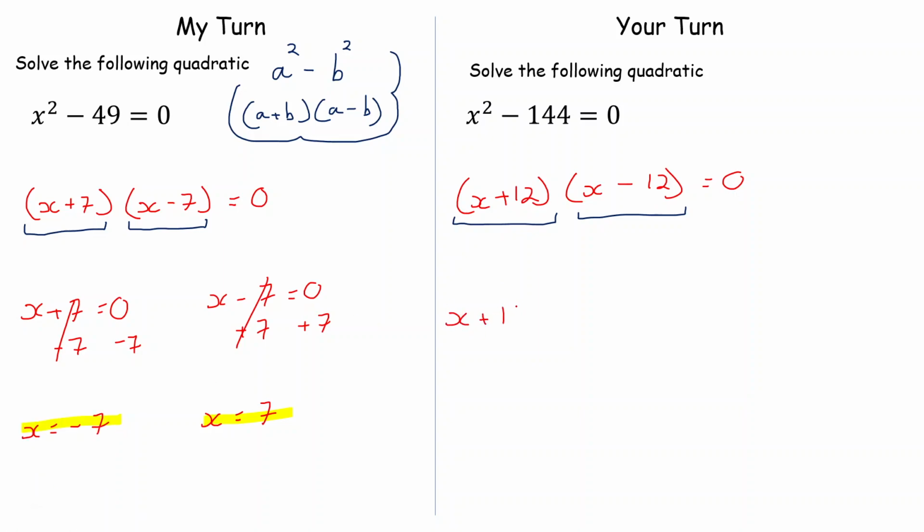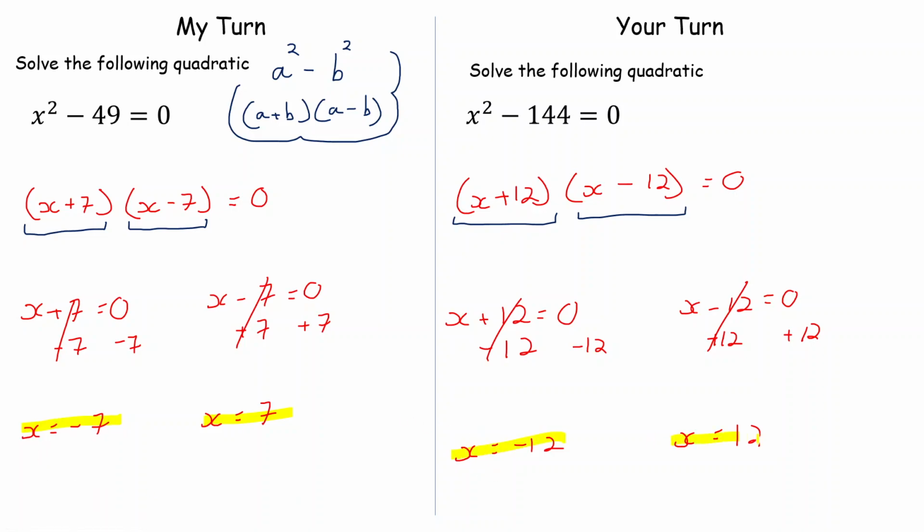It's going to be x plus 12 equals 0, and the second one, you've got x minus 12 equals 0. So now we can take away 12 from both sides here, because then these eliminate, so x is going to be equal to minus 12. And over here we can add 12 to both parts of the equation, they cancel, so x is going to be equal to 0 plus 12, which gives you 12.